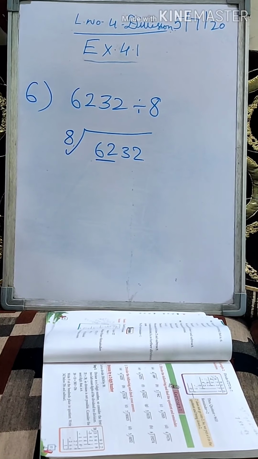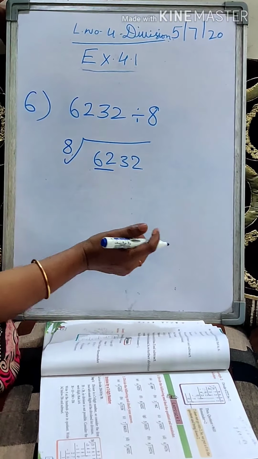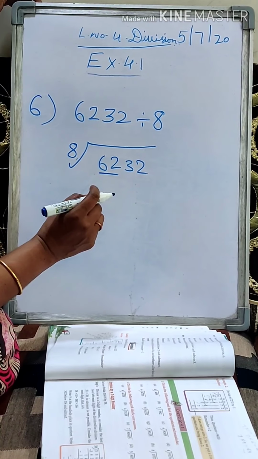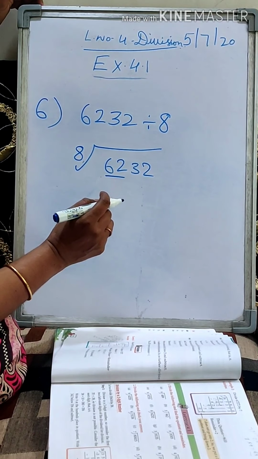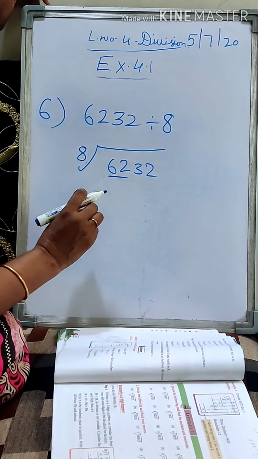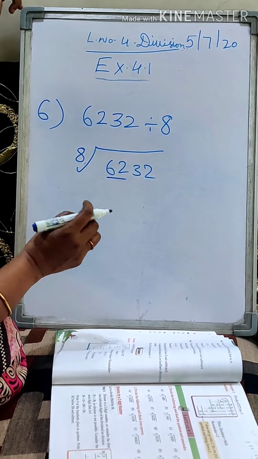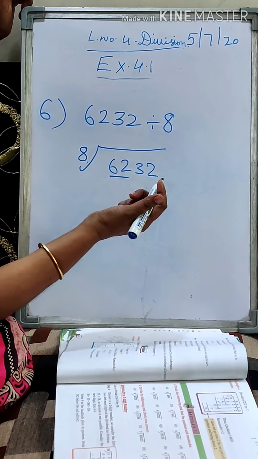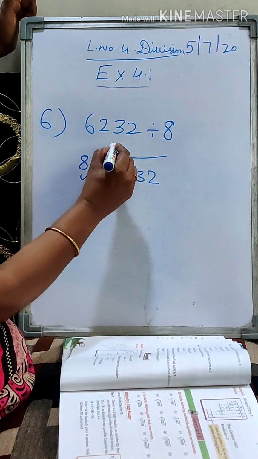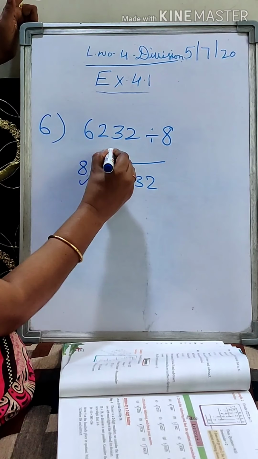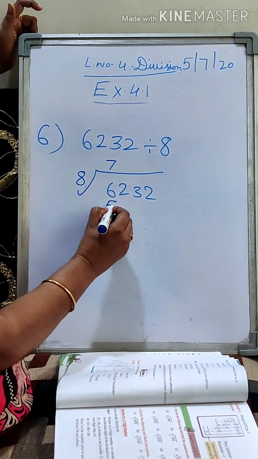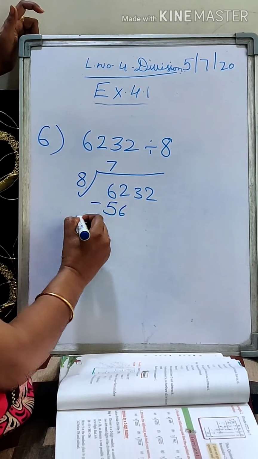Let us see the tables. 8 ones are 8, 8 twos are 16, 8 threes are 24, 8 fours are 32, 8 fives are 40, 8 sixes are 48, 8 sevens are 56, 8 eights are 64. But we are going to take 8 sevens are 56 because it is smaller than 62. 8 sevens are 56. Then 7, write at the quotient place. 56, write below 62 and subtract it.